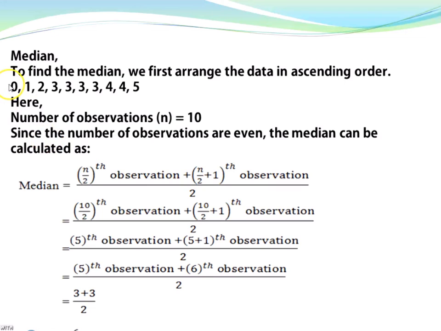So from here you have to check which is the fifth observation. This is first, second, third, fourth, fifth. Which is the sixth observation? Again 3. So it will be 3 plus 3 by 2. Or it will be 6 by 2, which is 3.